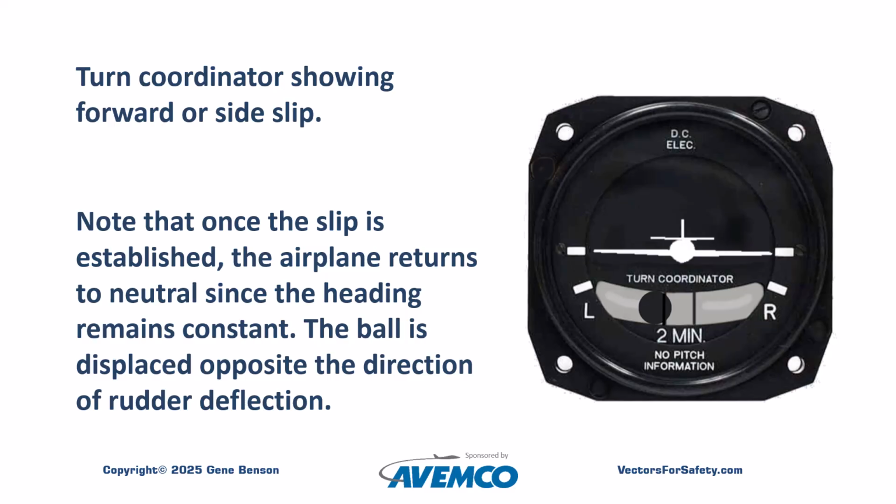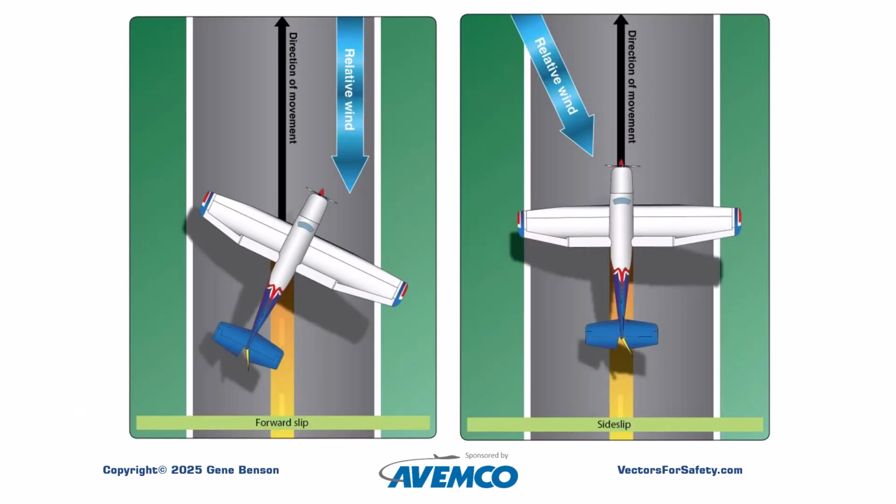This is what the turn coordinator looks like in a forward or side slip. Note that once the slip is established, the airplane returns to neutral since the heading remains constant. The ball is displaced opposite the direction of rudder deflection. These FAA diagrams show the forward and side slip relative to runway alignment.